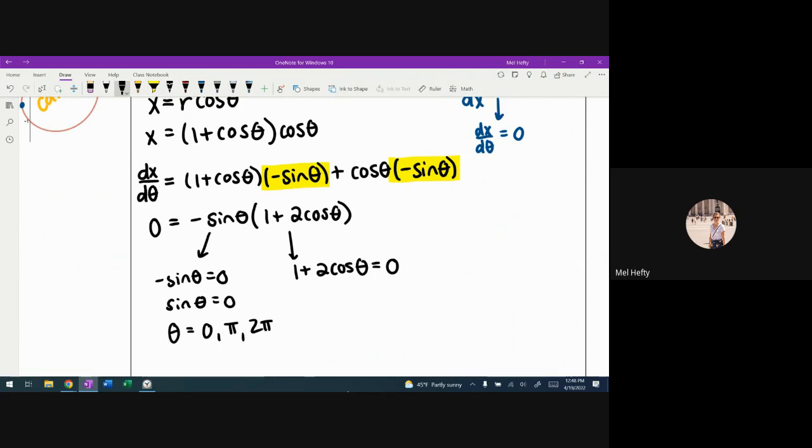All right, solving this one, I'm going to subtract 1 and divide by 2. So I'm looking for where negative 1/2. That's a little bit harder. I'm going to give you a couple of minutes to think about it. Where is cosine negative 1/2? Might be helpful to think: all students take calculus, so you are looking in these two quadrants.